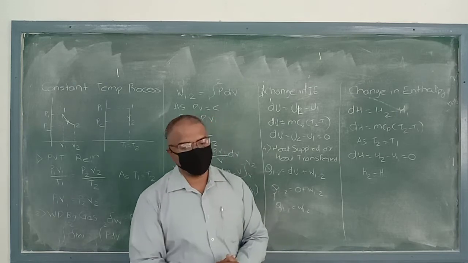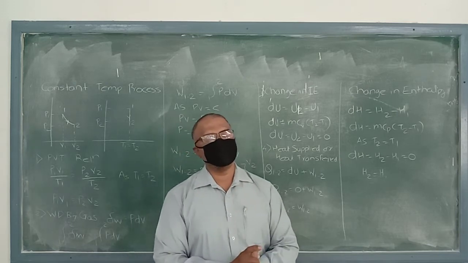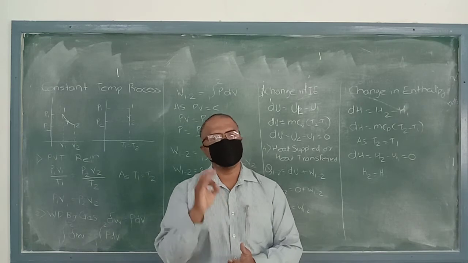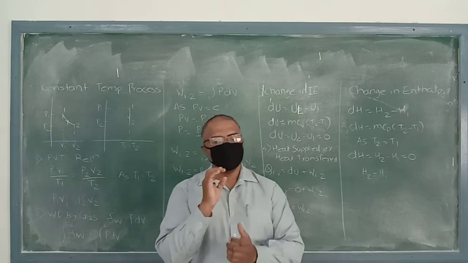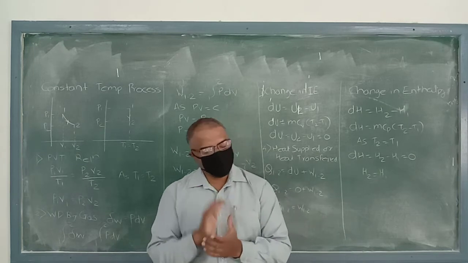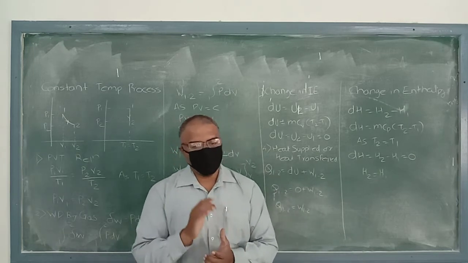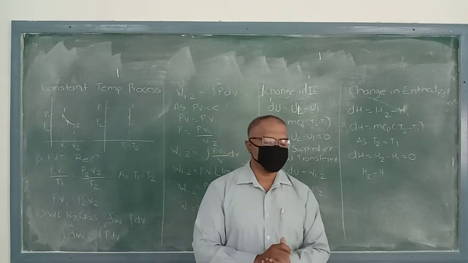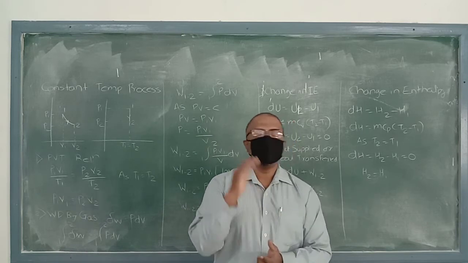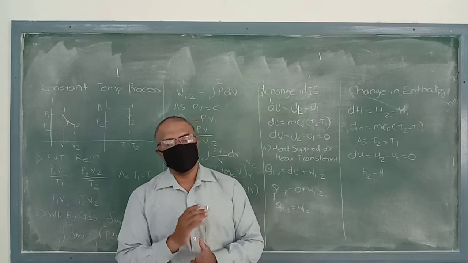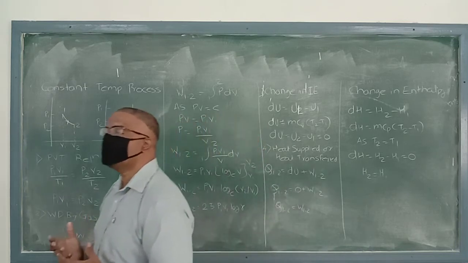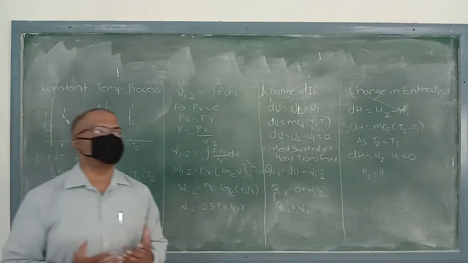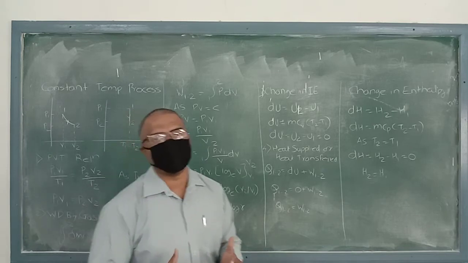Once again I am repeating, isothermal process means what? A process in which the temperature of the working substance remains constant during its expansion or compression process is called the isothermal process. Now, how are isothermal processes achieved in actual practice?